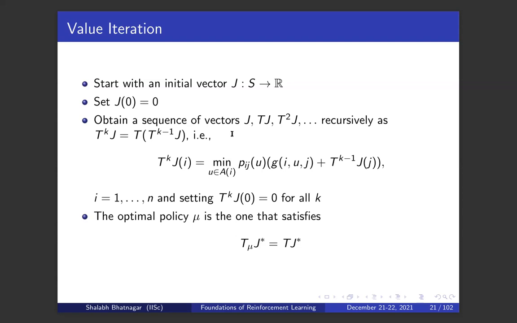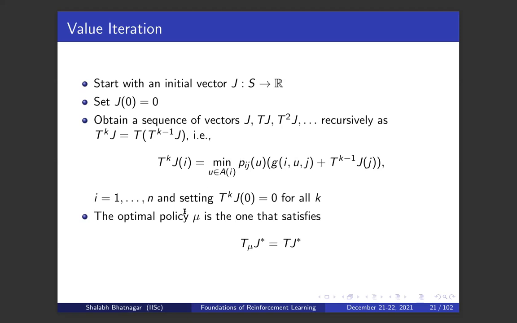And then what you do is obtain the sequence of vectors. Start with J, which is something that you decide. Then TJ, then T applied on TJ, which we call T squared J, then T to the power 3 J and so on. In general, T raised to K J is obtained from T raised to K minus 1 J using this operation. If you do this, then as K goes to infinity, one can show that T^K J will converge to J star, which is the optimal cost to go and the solution to the Bellman equation, which is the unique fixed point of the Bellman operator.